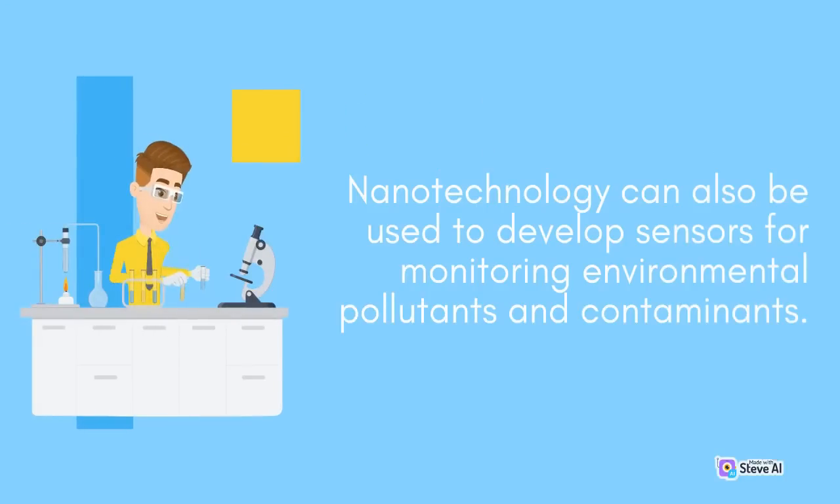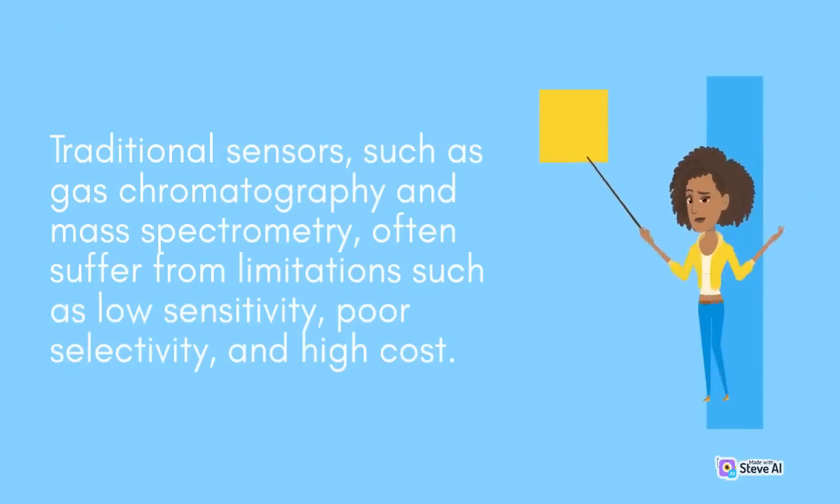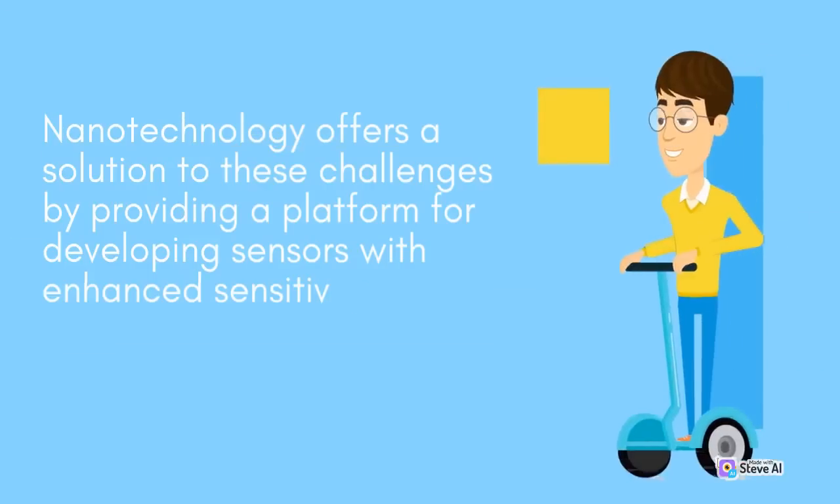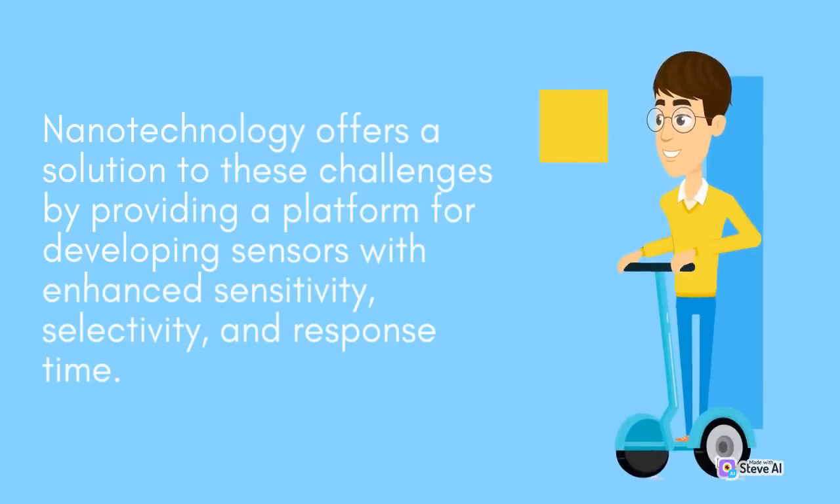Nanotechnology can also be used to develop sensors for monitoring environmental pollutants and contaminants. Traditional sensors, such as gas chromatography and mass spectrometry, often suffer from limitations such as low sensitivity, poor selectivity, and high cost. Nanotechnology offers a solution to these challenges by providing a platform for developing sensors with enhanced sensitivity, selectivity, and response time.